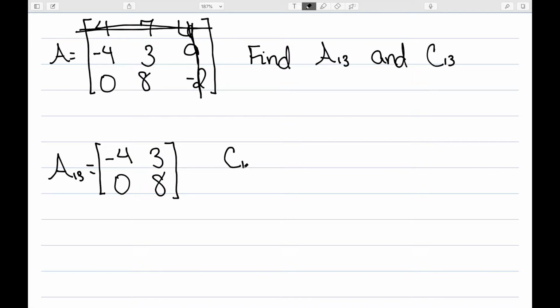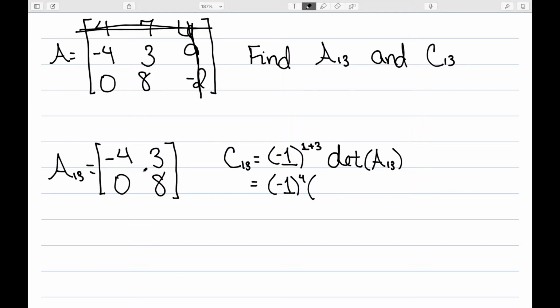The cofactor is defined as negative 1 to the i plus j, so 1 plus 3, times the determinant of what we just found. This is negative 1 to the 4th. And this determinant, multiplying this way, gives me minus 32. And multiplying this way gives me 0. So my solution would be negative 32.